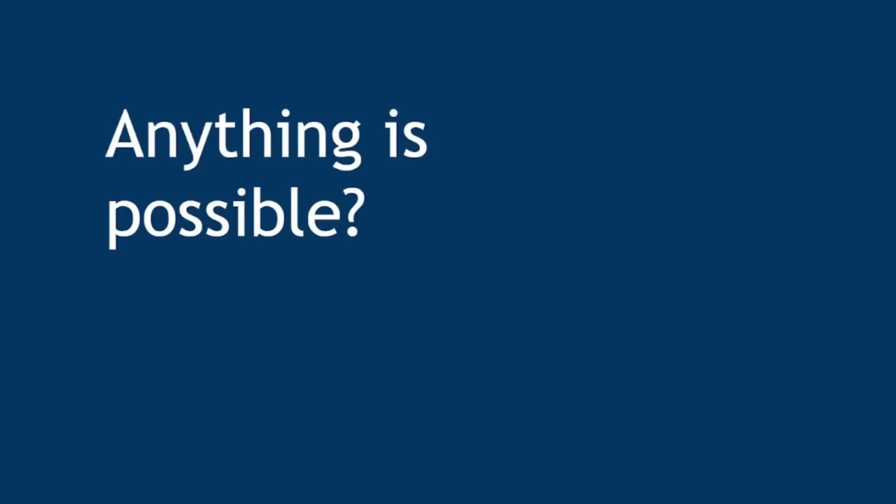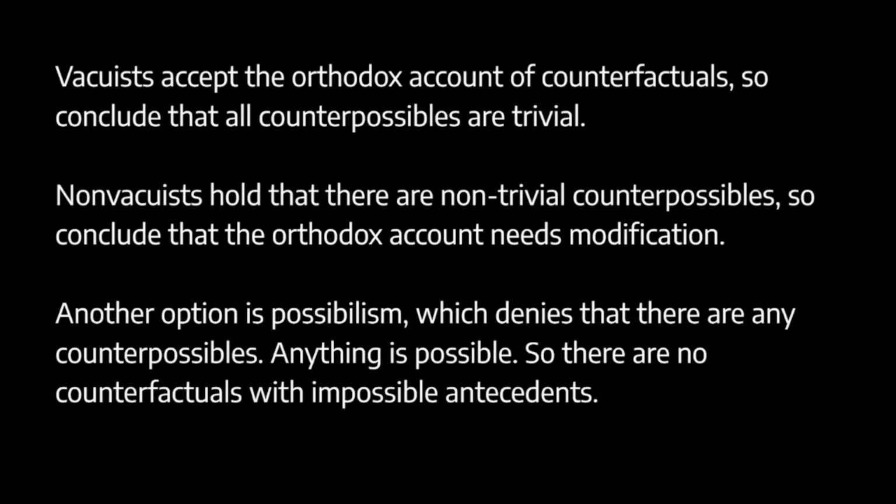Okay, so before ending, I want to briefly note another option in this general debate. So we've seen that vacuists accept the orthodox possible worlds account of counterfactuals and conclude that all counterpossibles are trivial. Non-vacuists say that there are non-trivial counterpossibles, so they conclude that the orthodox account needs modification. But another option is to say that, strictly speaking, there are no counterpossibles anyway. The proposed counterexamples to the orthodox account are not vacuous, but they're also not genuine counterexamples, because they're not counterpossibles. So, on this view, nothing is impossible. This view is called possibilism. It's been defended by Chris Mortensen in his article, Anything is Possible.